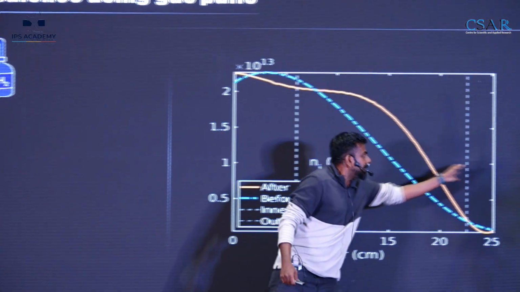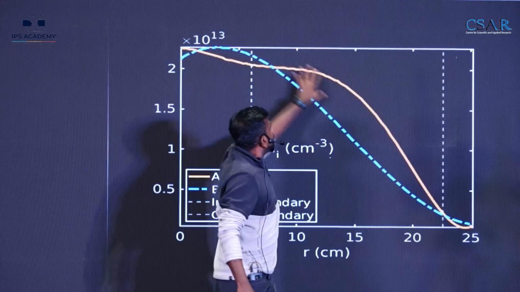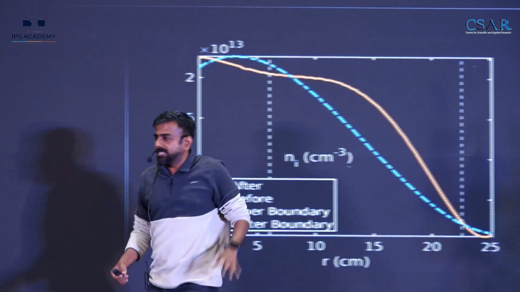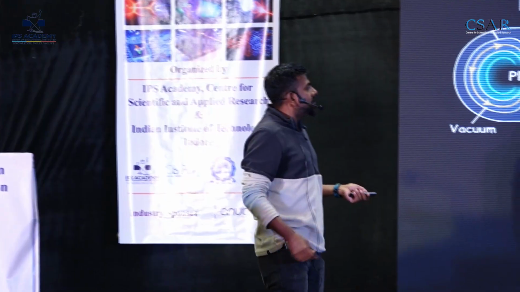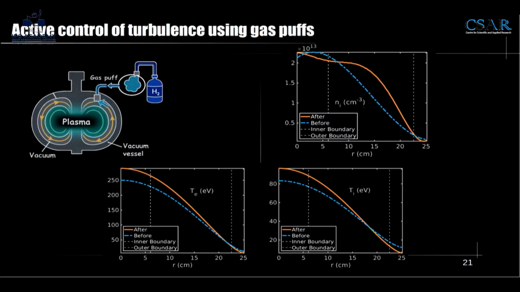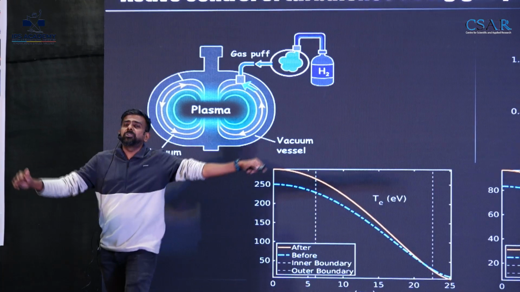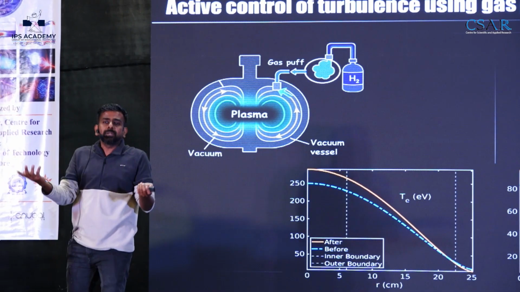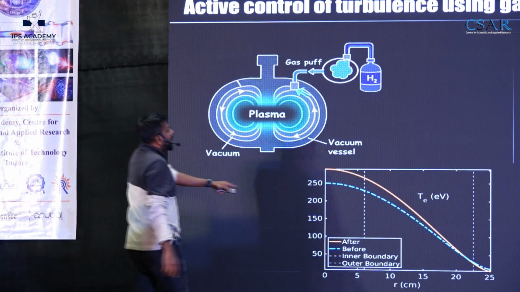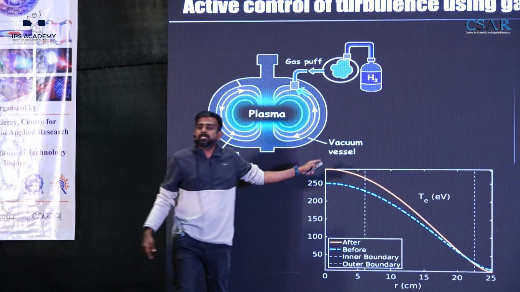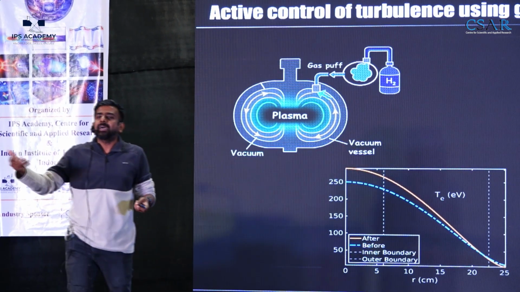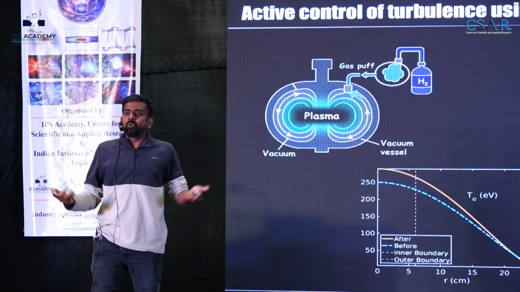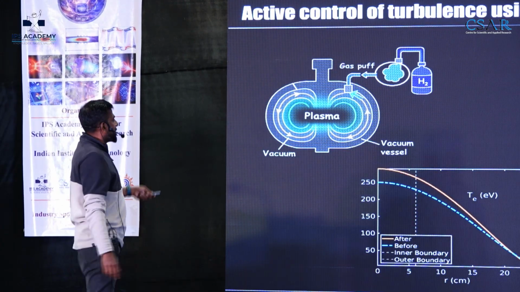When they puff gas from the exterior, the density profile changes. It gets flattened and so on. But if you look at what happens to the temperature before and after, remember, we are introducing puffing gas of a lower temperature at the boundary. It turns out that at the core, the temperature increases. So you are literally heating the system by puffing gas at the boundaries. How good is that? This is something that they observed.